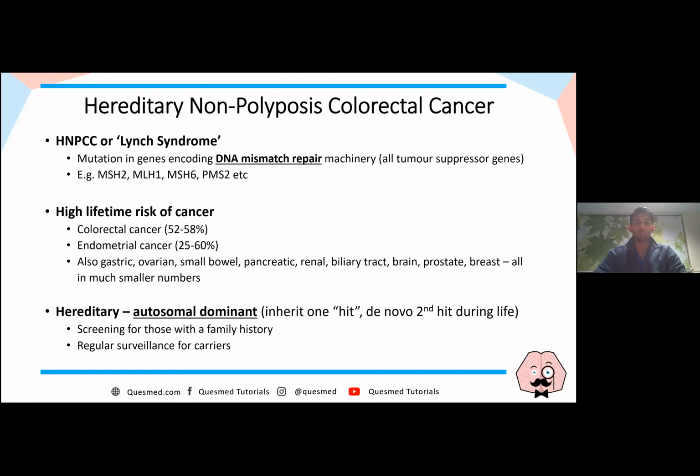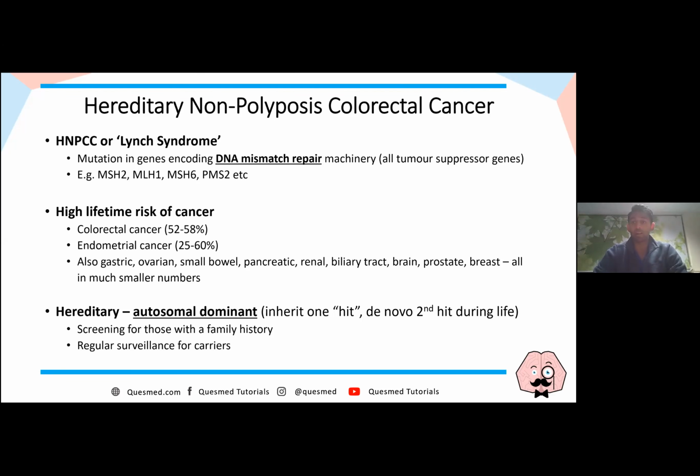So that was CML. Let's move on to hereditary non-polyposis colorectal cancer, otherwise known as Lynch syndrome. This is a syndrome where there are mutations in specific genes which encode DNA mismatch repair proteins. I've listed probably the four most common genes in which the mutations occur. It's debatable whether it's worth memorizing them, maybe the day before your exam, because I certainly had one in my finals which asked which of the following mutations is seen in Lynch syndrome. So these are the four most common.